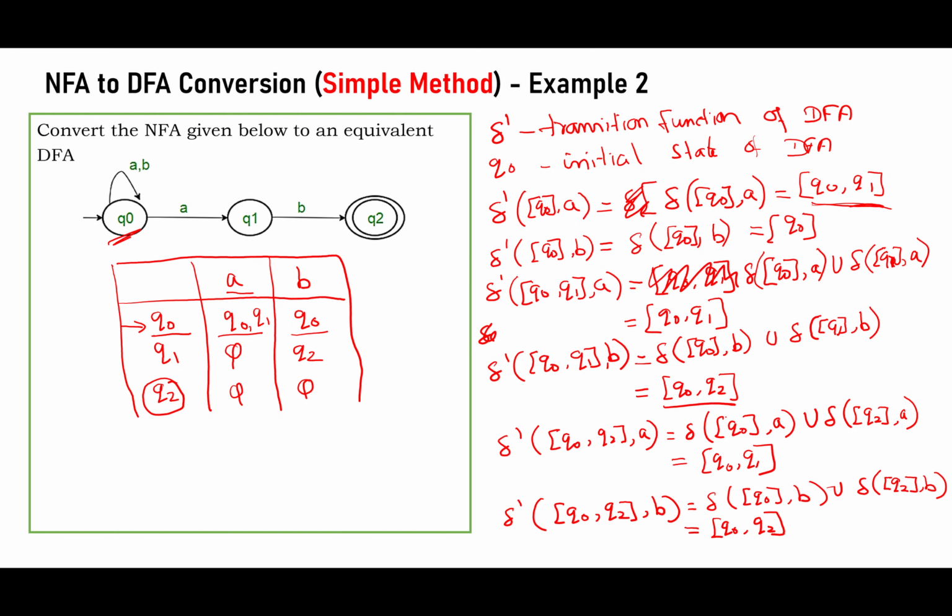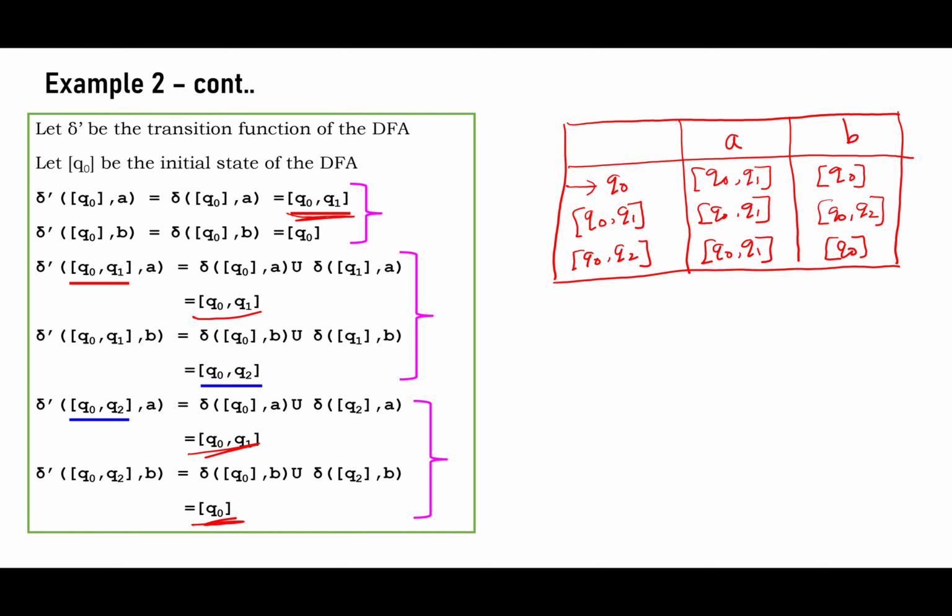And which is the final state for the NFA? Q2 is the final state. So we have to check the state which has q2. It is only having q2, so this is a final state.